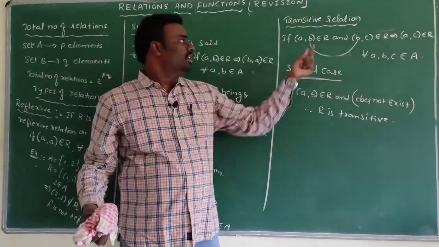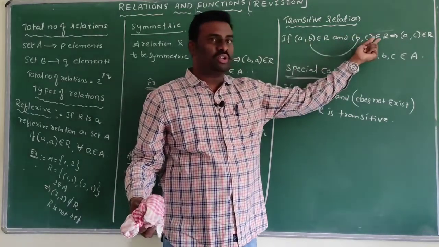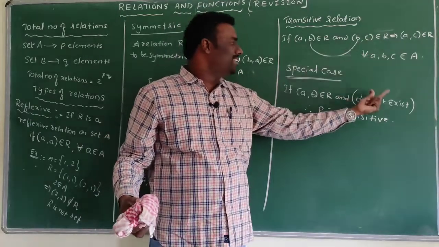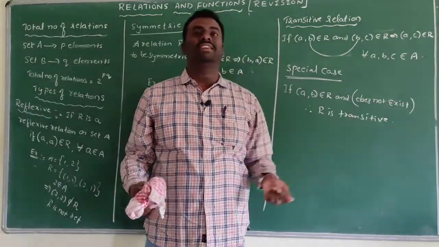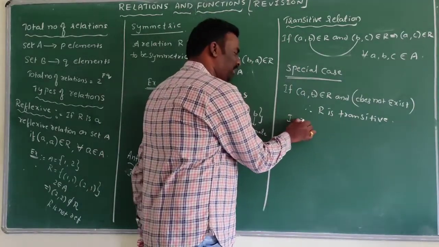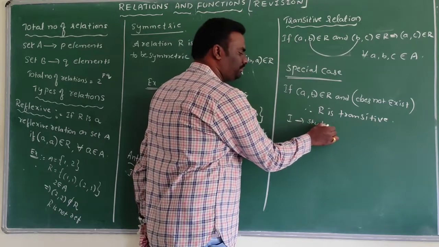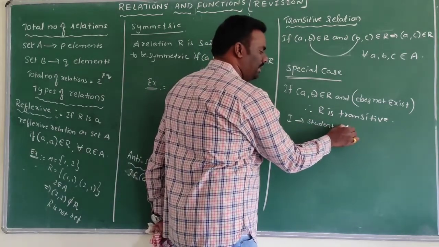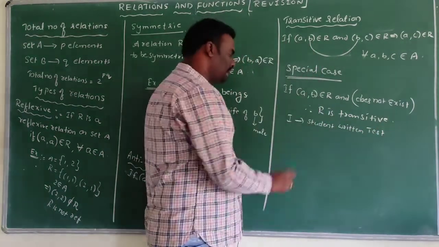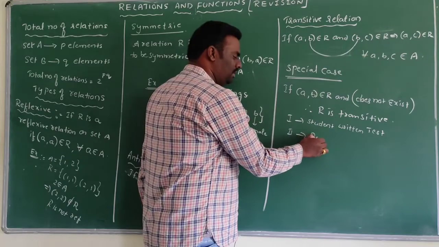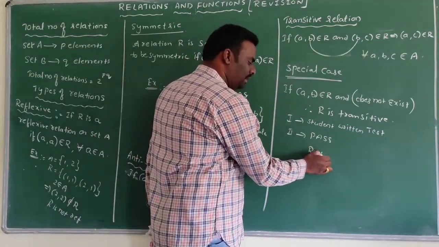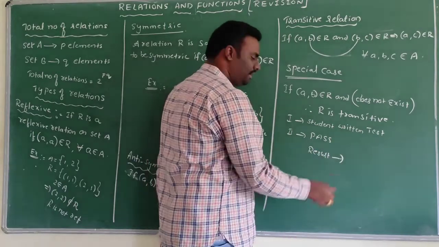Why, sir? You said (A, B) belongs to R and (B, C) belongs to R, then only (A, C) belongs to R. But here (A, B) belongs to R is there, but the second pair does not exist. How can you say this is transitive? I will give a simple example. First pair is student written test. Second pair is he passed the exam. Then the resultant pair is he will get a gift.